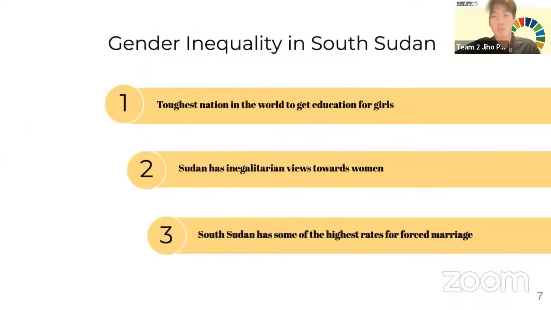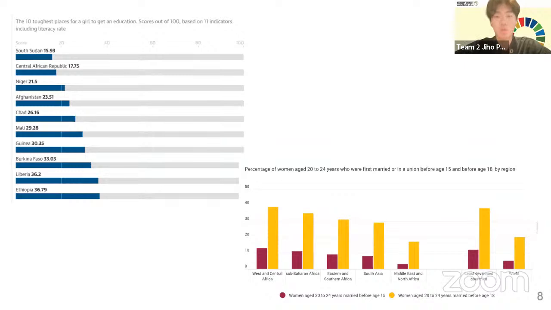South Sudan is where there is the greatest gender disparity in schooling. It's one of the hardest places in the world for girls to receive an education. South Sudan also has inegalitarian views towards women and has some of the highest rates of forced marriage. According to an index released last year, South Sudan is the country where it is hardest for girls to get an education because nearly 3/4 of them don't even go to primary school.